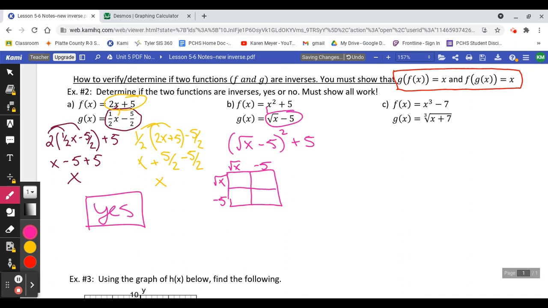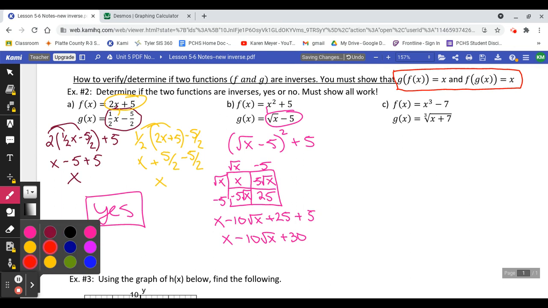Square root of x times square root of x is just x. Negative 5 times the square root of x is negative 5 square root of x. Then I have another negative 5 square root of x. And negative 5 times negative 5 is 25. So we're looking at x, add my like terms here, which would give me negative 10 square root of x plus 25. And then I still have that plus 5 outside the parentheses. So if I simplify this, I get x minus 10 square root of x plus 30.